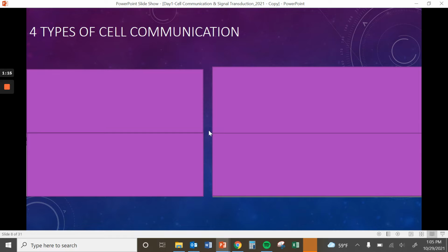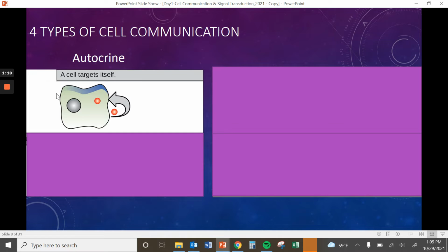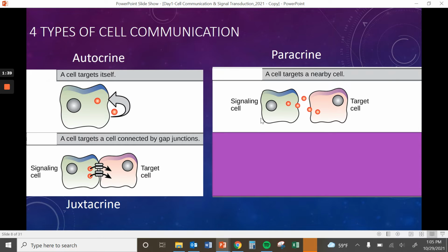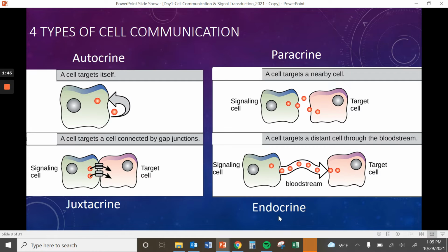Okay, and we have four different types of cell communication that we're going to talk about. One is autocrine. This is when a cell is communicating with itself and it's sending signals back to itself. We have juxtacrine. Juxtacrine is when it's really close to and next to our cell. This is going to be through gap junctions, little junctions in between two cells that are next to each other. We have paracrine, where it's signaling another cell that is nearby but not directly next to. And then we have endocrine, and this is where a cell is going to target through a long distance, usually through the bloodstream. Okay, this is like our endocrine system in the body.